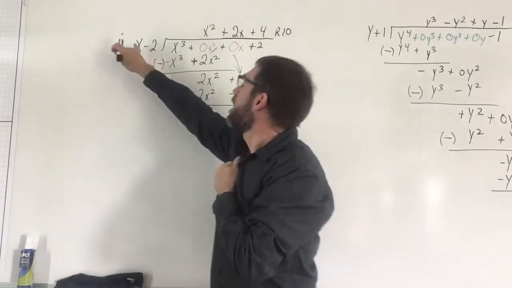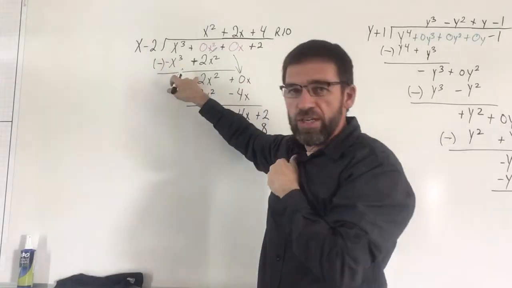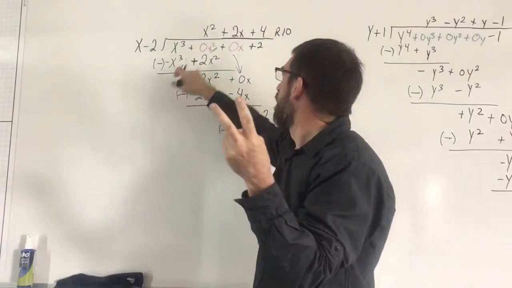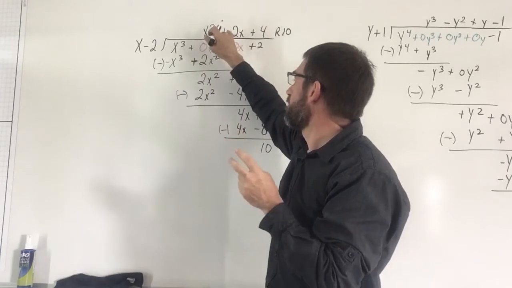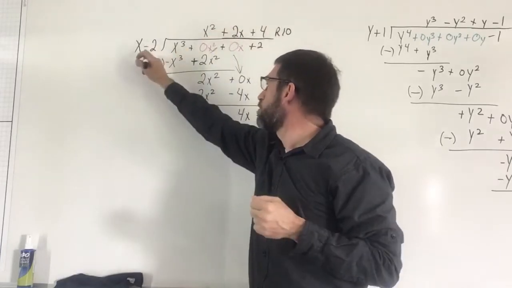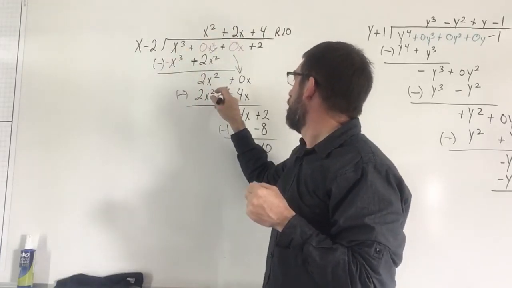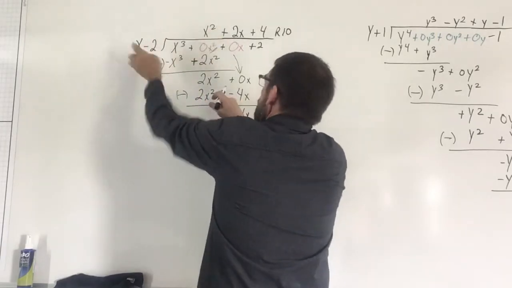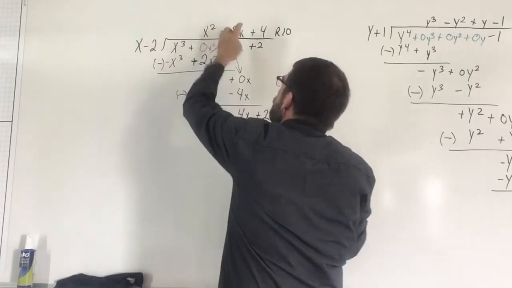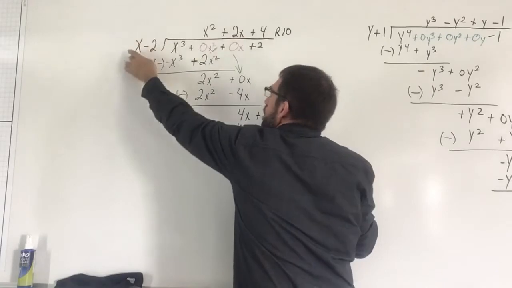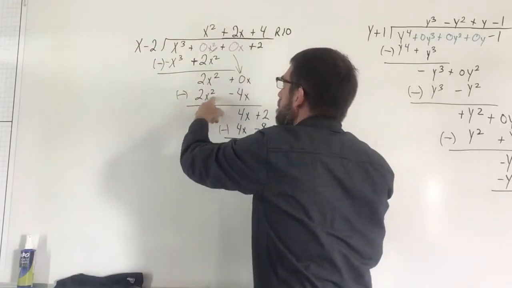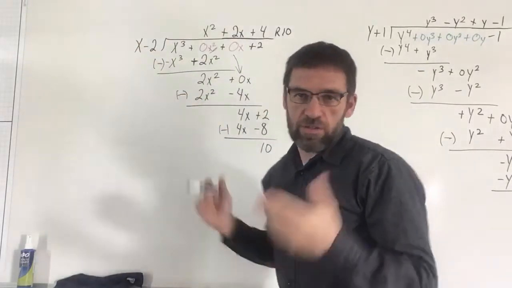Okay, I asked myself, how many times will 1x go into 2x? 2 times. That's what I put up here, 2x. Now I multiply 2 times 2 is 4, and it's a negative and a positive, so I have a negative 4, and I use the x symbol again. 2 times 1 is 2x squared. And I do this subtraction problem again.